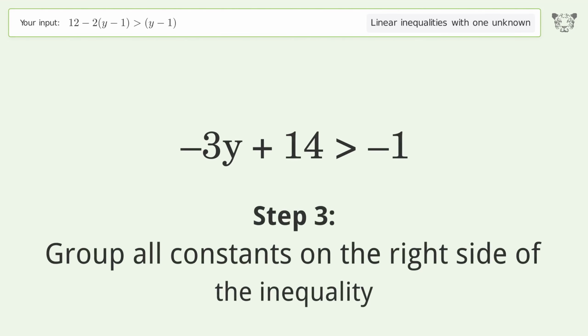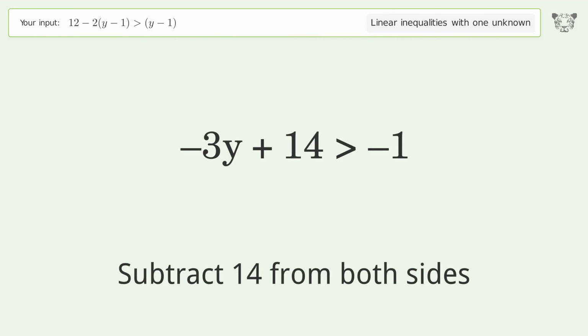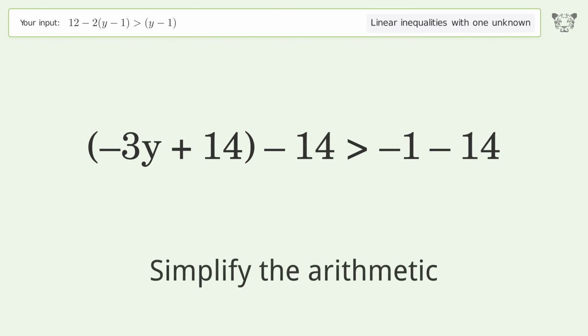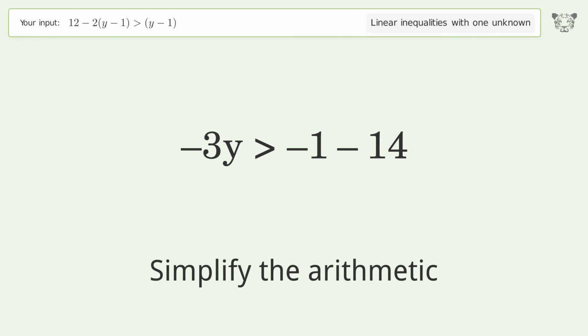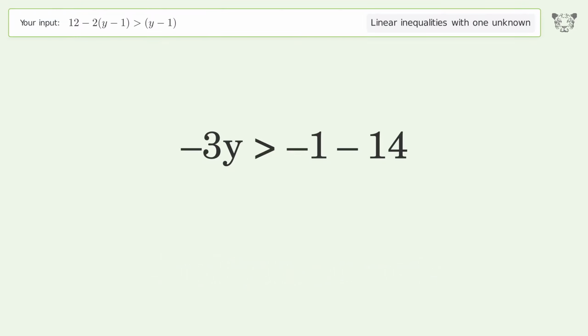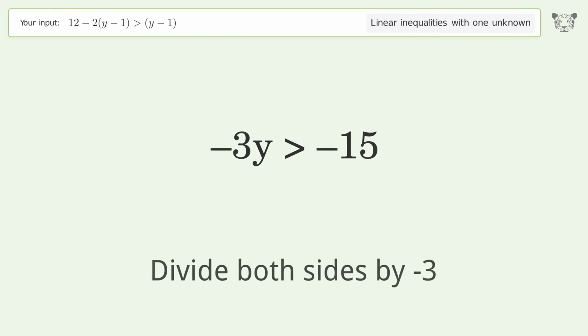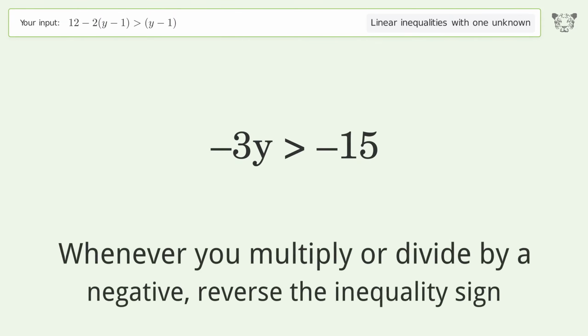Group all constants on the right side of the inequality. Subtract 14 from both sides. Simplify the arithmetic. Isolate the y. Divide both sides by -3. Whenever you multiply or divide by a negative, reverse the inequality sign.